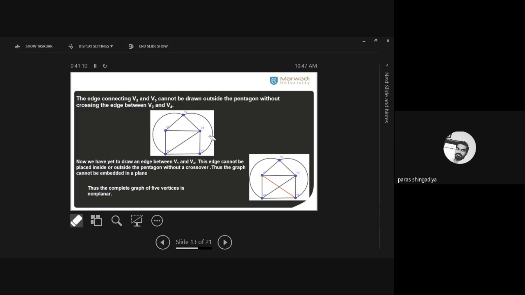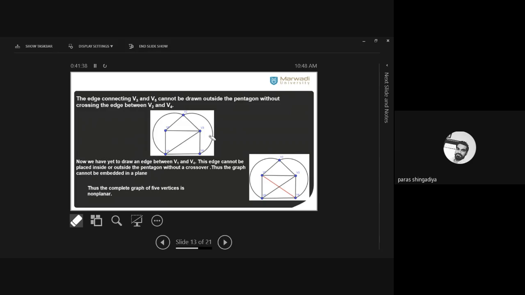You can also give one reason for that. If you draw the K6 graph, it will contain K5. If K5 is not planar, then K6 also will not be planar. K9 contains K5, K10 contains K5, so obviously they will be non-planar graphs. K5 is non-planar, so any graph containing it will also be non-planar.